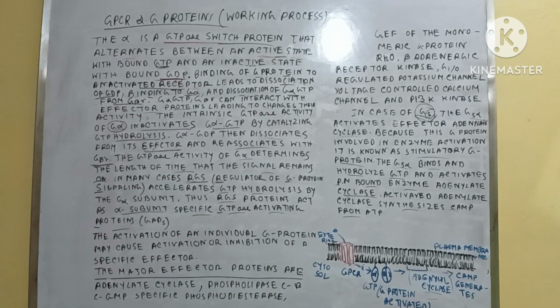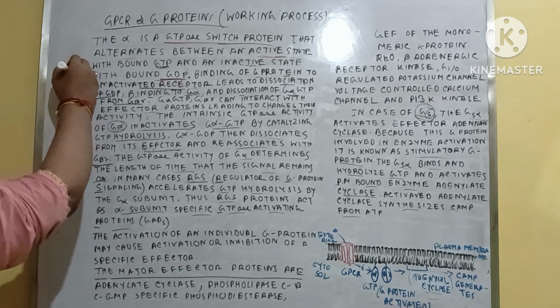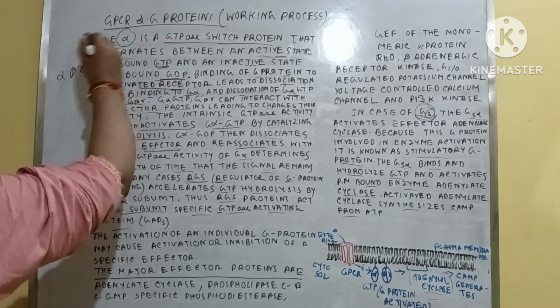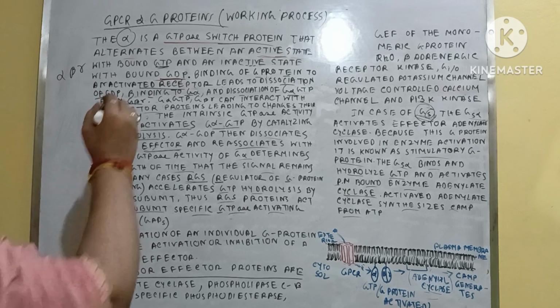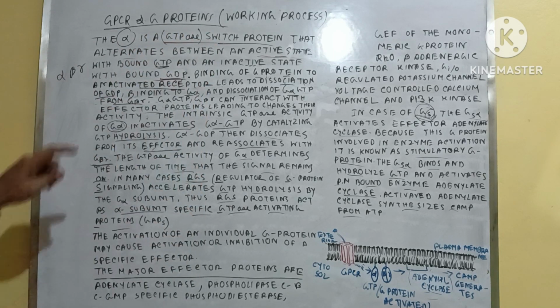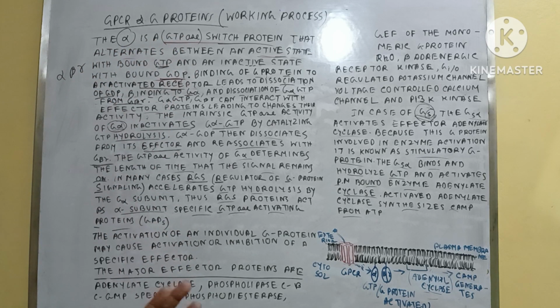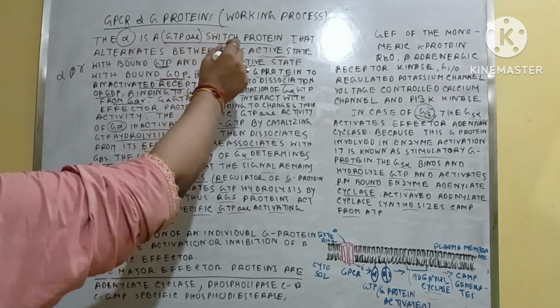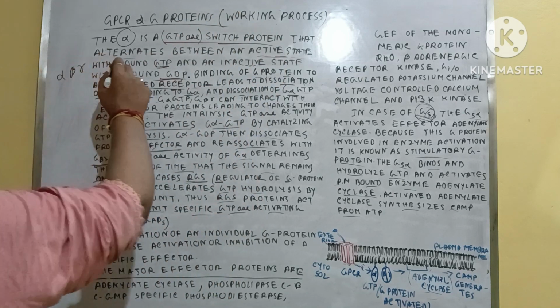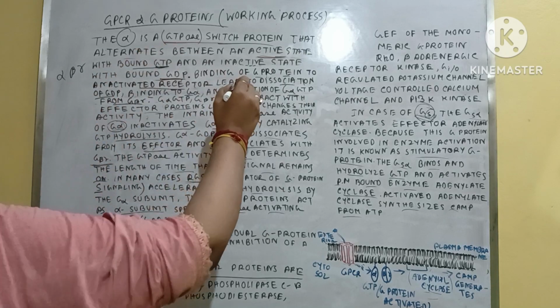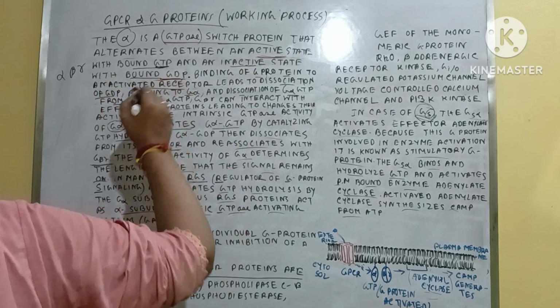Here in the G protein, there are three subunits. One is alpha, another is beta, and gamma. Okay, and the alpha subunit is a switch protein, obviously a GTPase switch protein. And the activity of the GTPase is what? Its activity is the hydrolyzation of GTP into GDP and Pi. Okay, so this acts as the switch protein, and that alternates between an active state with bound GTP and obviously an inactive state with bound GDP.